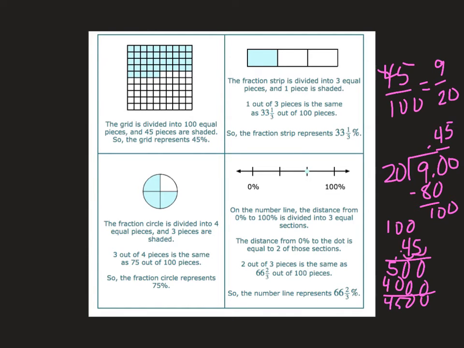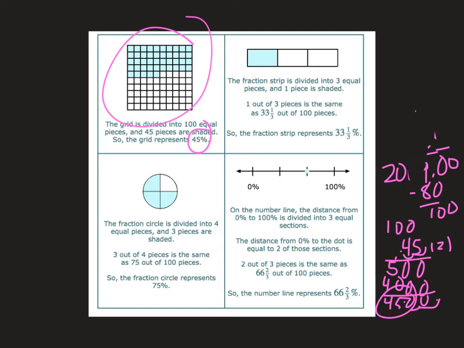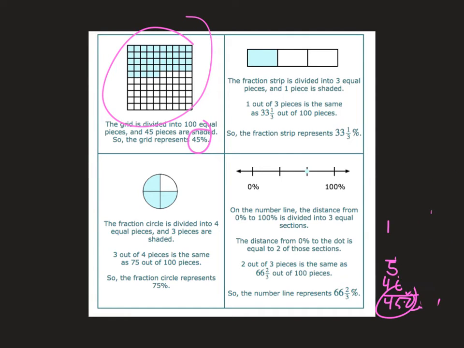We have 2 place values over to the decimal. And so we need to move our decimal over twice. And so the percent is 45. So that's why this is 45%. Let me make some room here. So the next one says the fraction strip is divided into 3 equal parts.